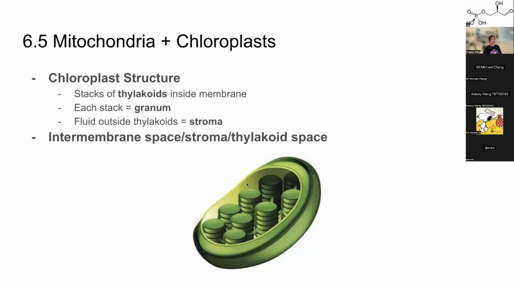Chloroplasts are in plant cells, and as I said, it takes the energy from light and uses it to synthesize sugars. So the chloroplast has stacks of thylakoids inside of its membrane, and each stack is called a granum. The fluid outside of the thylakoids is called the stroma, and reactions take place in the thylakoid membrane and also the stroma. So basically, there's an intermembrane space, the stroma, and the thylakoid space inside of the chloroplast.